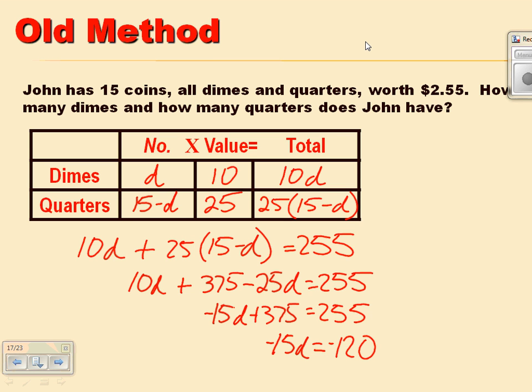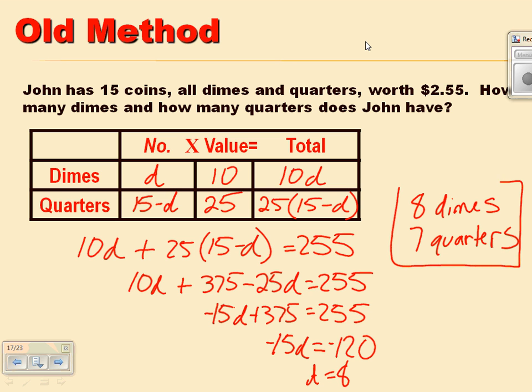So how many dimes were there? There were 8 dimes. And how many quarters? Well, 15 minus 8 should have been 7 quarters. So this was the old method. So how do we solve this using the new method?